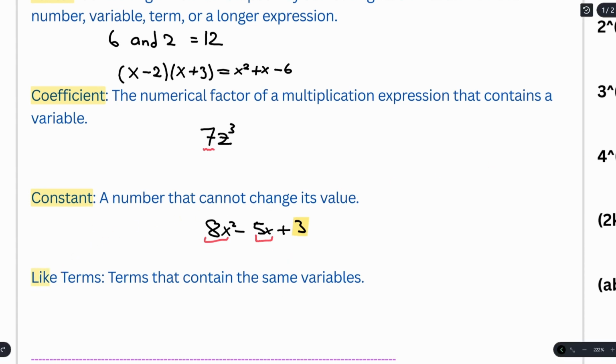And finally, like terms. Terms that contain the same variables are called like terms. So basically, 5y squared and negative 3y squared are both like terms because they both contain the same variable, which is y squared. On the other hand, 7y wouldn't be a like term because its variable is y, not y squared, like the other two.